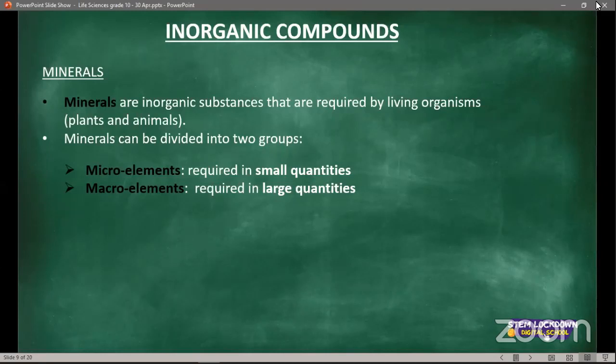Minerals can be divided into two groups, which are your microelements and macroelements. We know that microelements, from the word micro, means small. So microelements are just elements which are required in small quantities, and macroelements are elements which are required in large quantities. Take note, they are in bold black. So guys, those are important terms.